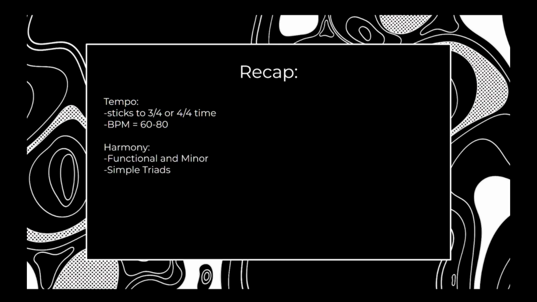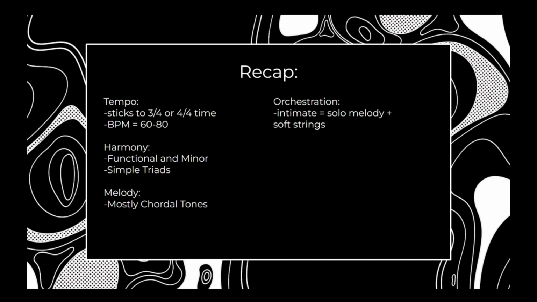So, just to recap, a prototypical theme will stick to either 3/4 or 4/4 time, with a slower tempo somewhere around 60 to 80 BPM. The harmony will pretty much stick to just simple triads and functional harmony within a minor key. Melodies will stick mostly to chordal tones, with only a handful of non-chordal tones being used to add a little personality. Finally, intimate arrangements will stick to a solo instrument on melody, with soft strings on the harmony.